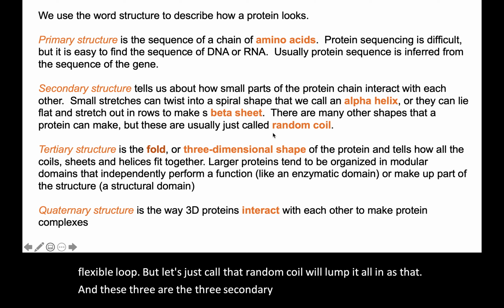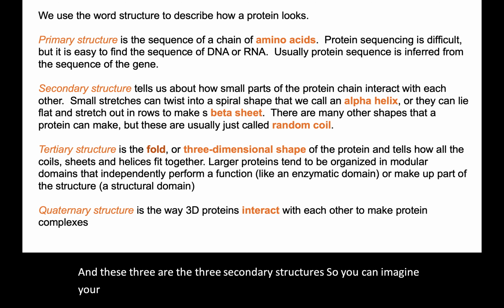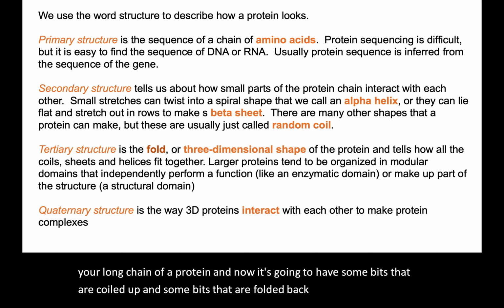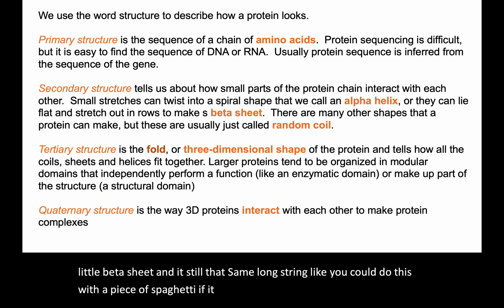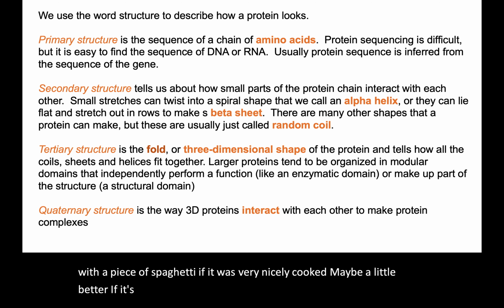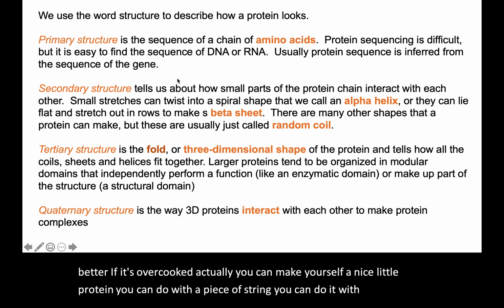So you can imagine your long chain of a protein, and now it's going to have some bits that are coiled up and some bits that are folded back and forth to make a little beta sheet. And it's still that same long string. Like you could do this with a piece of spaghetti if it was very nicely cooked. Maybe a little better if it's overcooked, actually. Yeah, and you can make yourself a nice little protein. You can do it with a piece of string, you can do it with a cord, whatever you like.